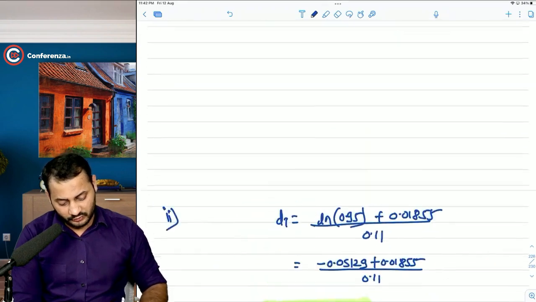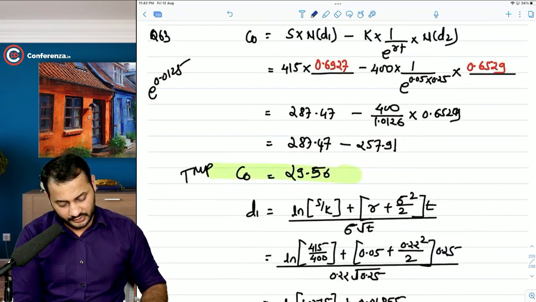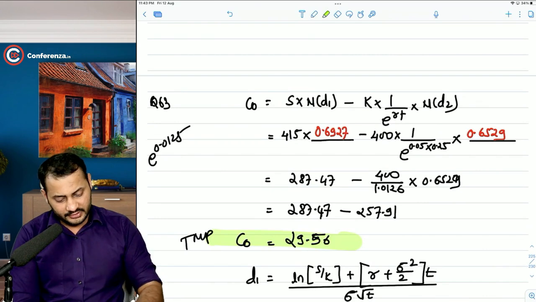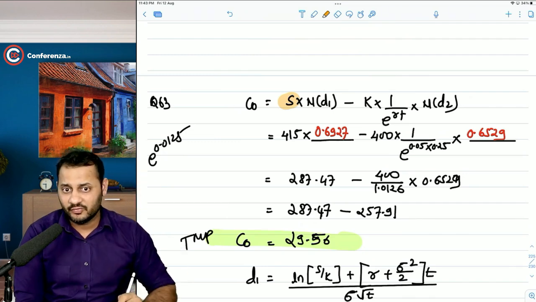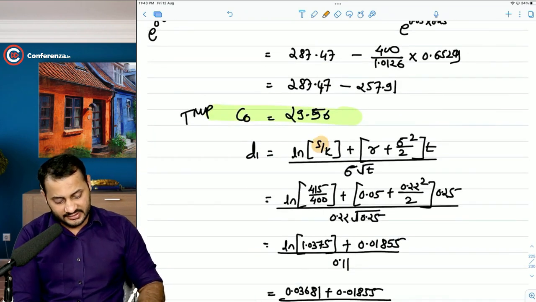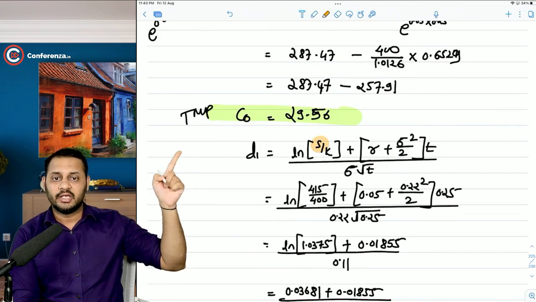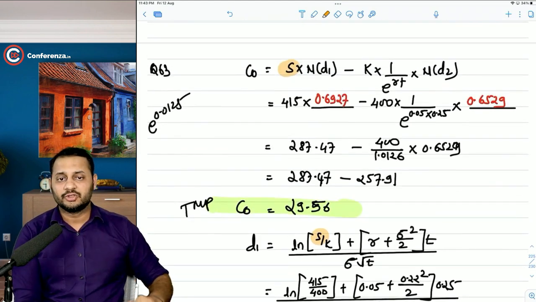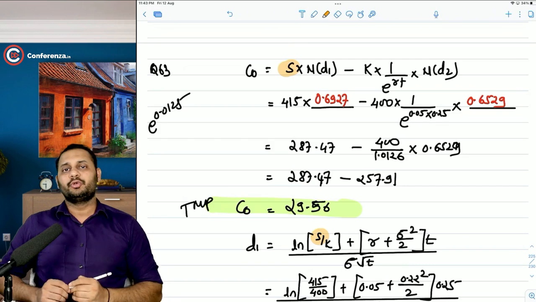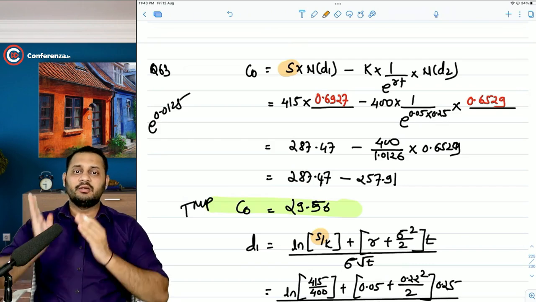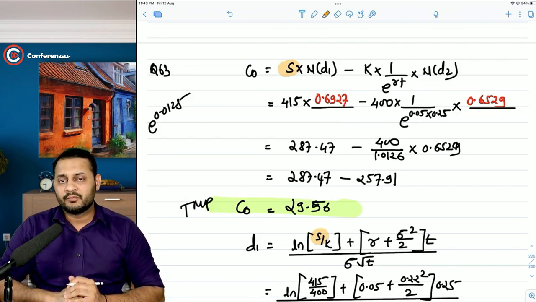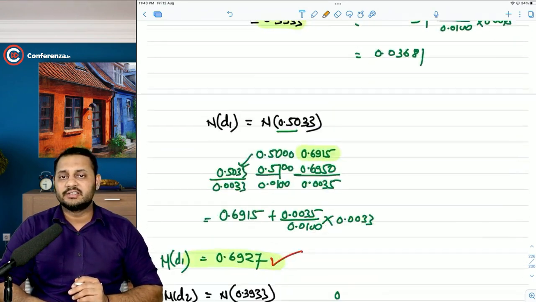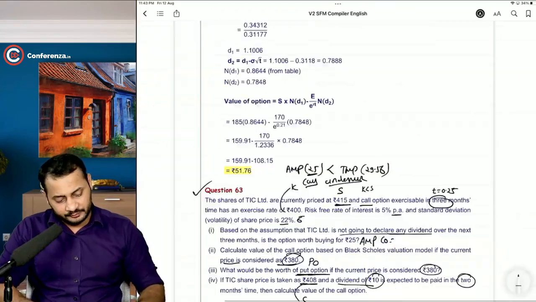In the formula, only 2 places change. One is here: instead of S, keep S minus present value of I, and instead of S in the natural logarithm, keep S minus present value of I. So these are the 2 changes that you are going to do. 408 minus present value of dividend. Discount that 10 rupees by 2 months. And the rest of everything is the same. You won't face any problem.